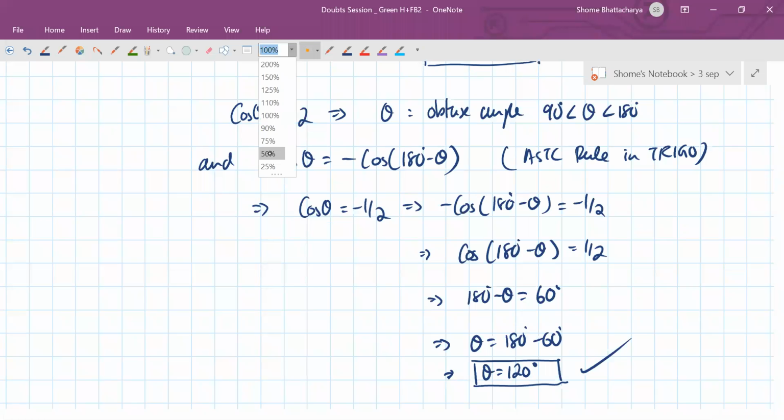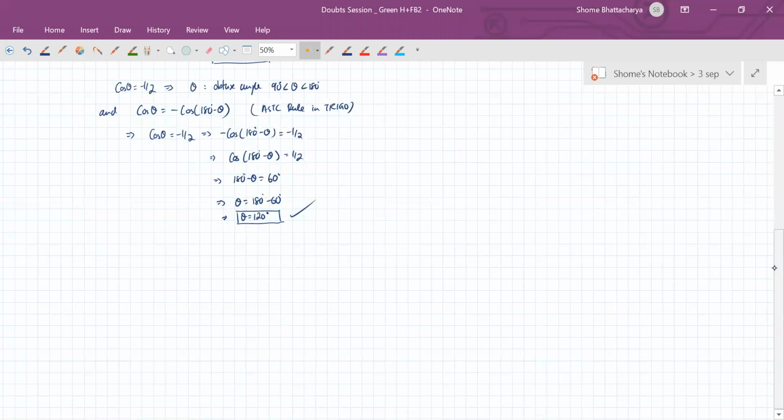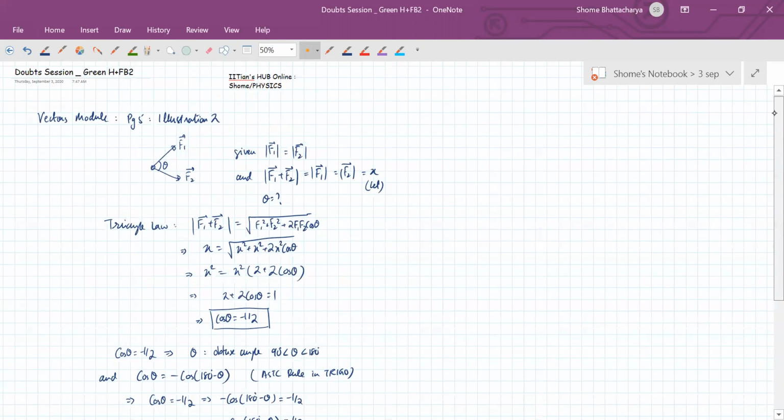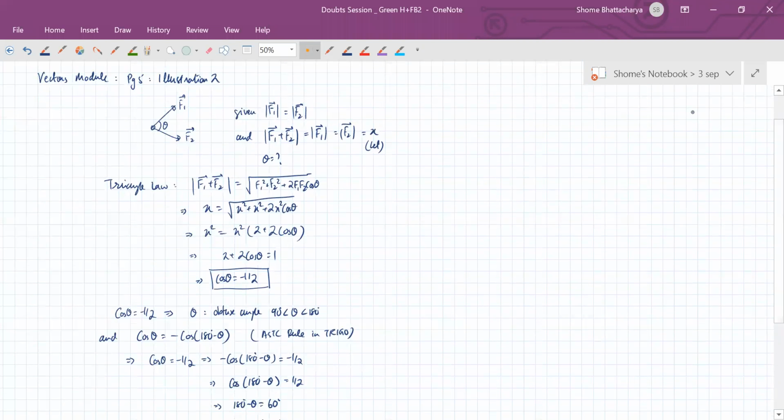So I'll just minimize this so you can go through the whole thing. And let me know, Harshita, if you understood the steps. So just go through this. In the meantime, I shall check for the other people's doubts.